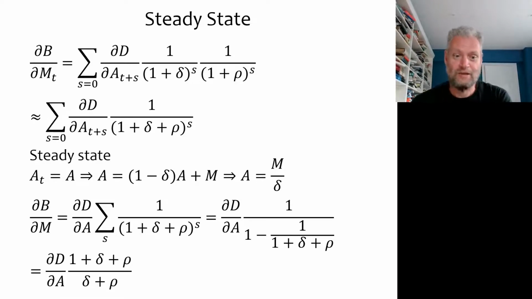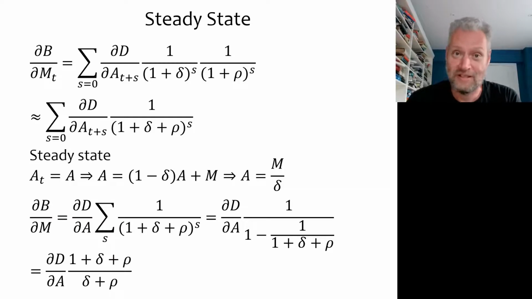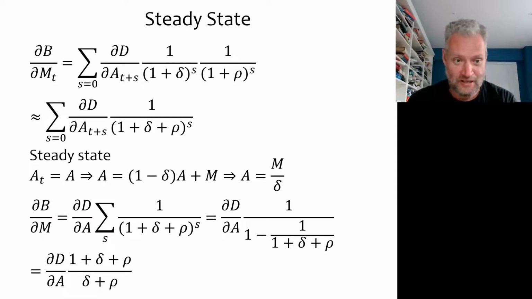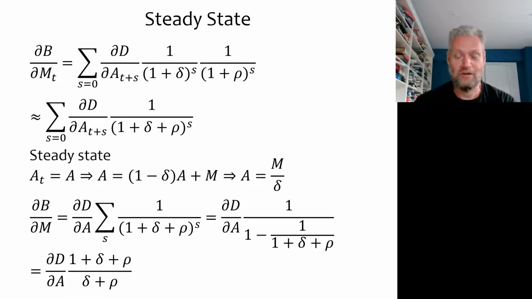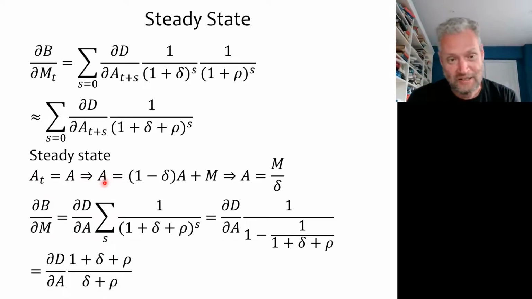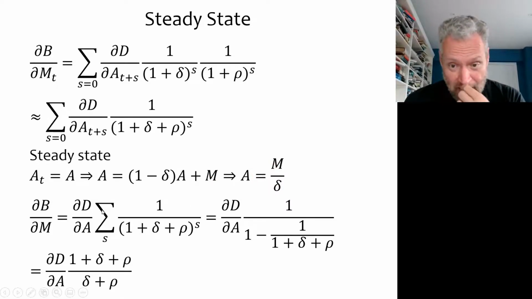Now let's assume that things are in a steady state. That's always a handy assumption to make. And what does a steady state mean? It essentially means that you can get rid of your subscripts. So steady state means that the stock of environmental pollution at time t is always equal to A. So you can essentially drop the subscript. That means that the accumulation function becomes A is 1 minus delta times A plus M, or A is M over delta.